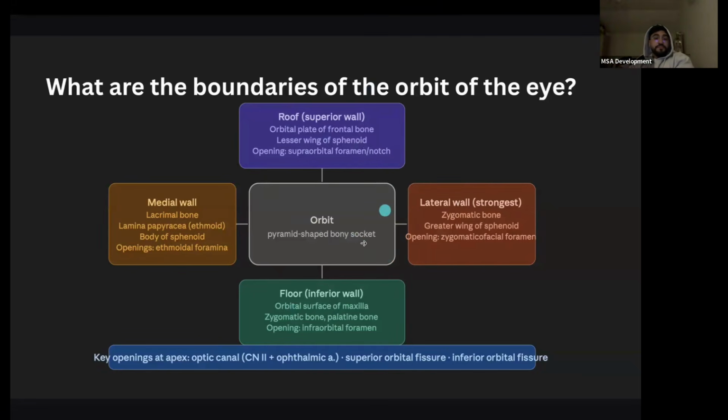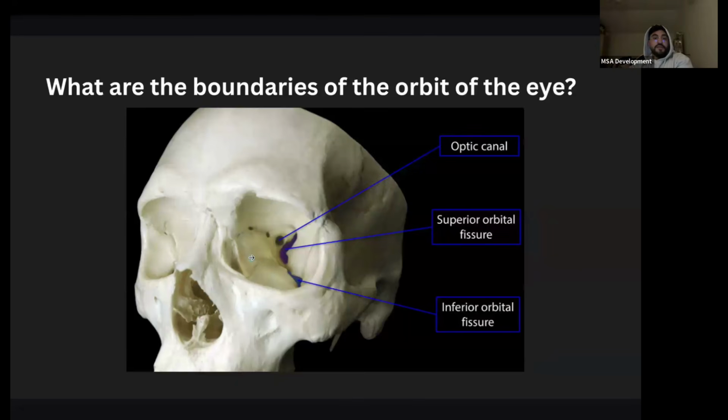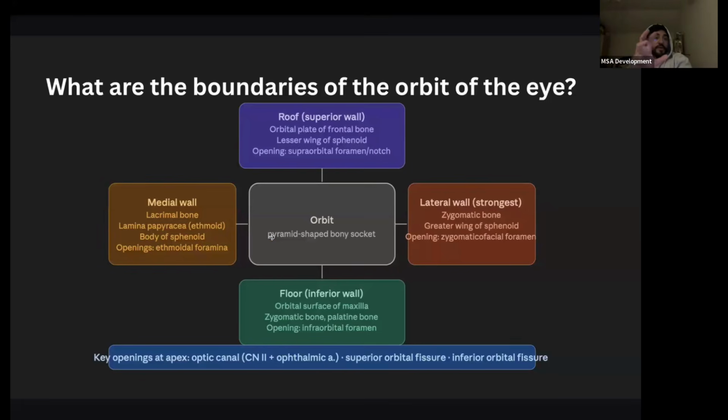So first of all, the orbit. The orbit is a pyramid-shaped bony socket. Okay. You might not see that it's a pyramid like this, but if you look at it from the inside out, it is a pyramid-shaped bony socket. All right. What makes the superior wall of the orbit is the frontal bone, lesser wing of the sphenoid, and the supraorbital foramen.